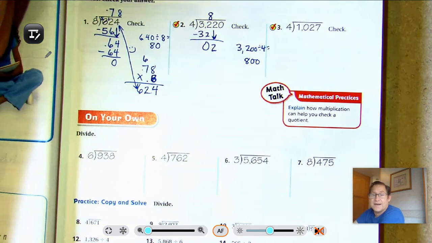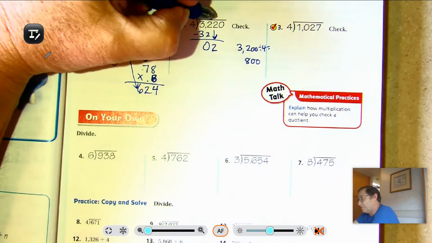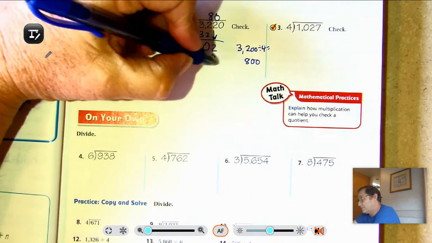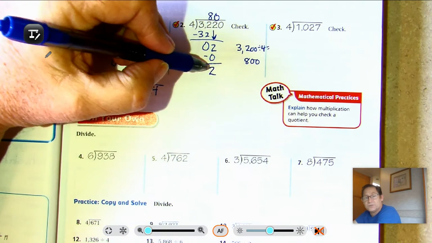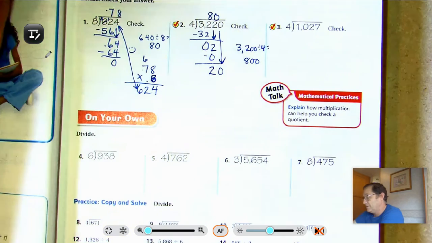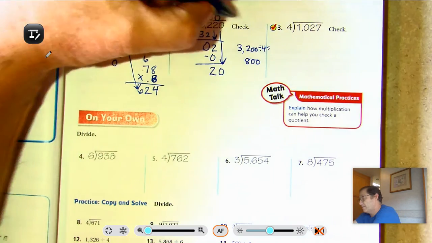2 tens divided by 4 groups. We can't, right? So we have to show that by putting a 0 in the quotient. 4 times 0 is 0. Subtract, we get 2 tens. We're going to trade those 2 tens for 20 ones and bring down the ones in the dividend, which is 0. So 20 ones divided by 4.